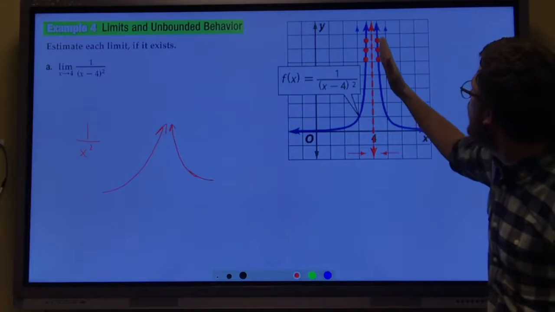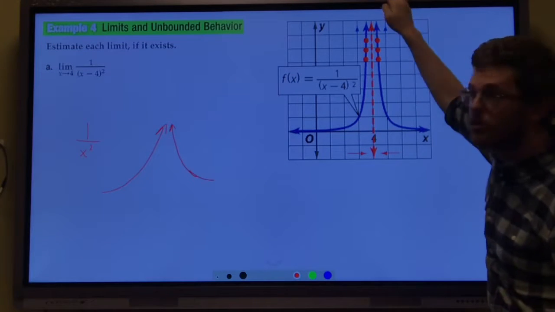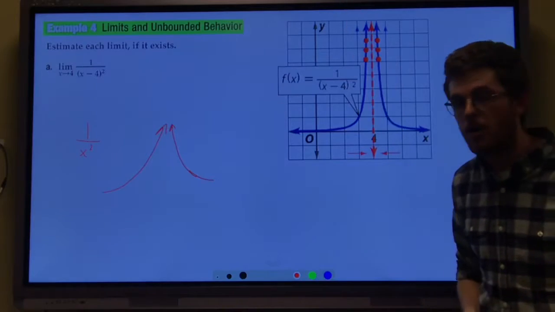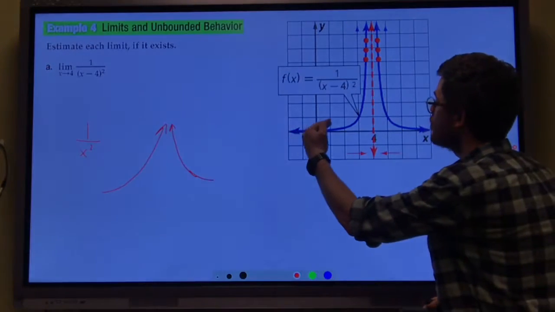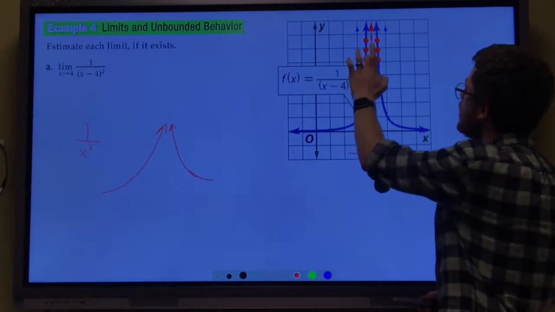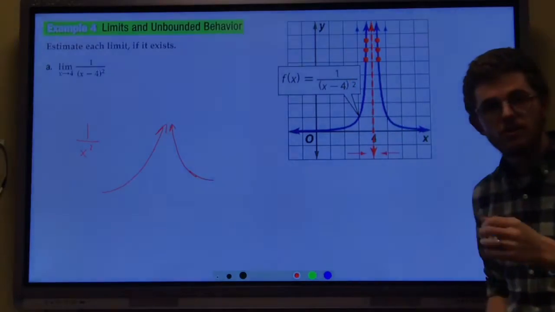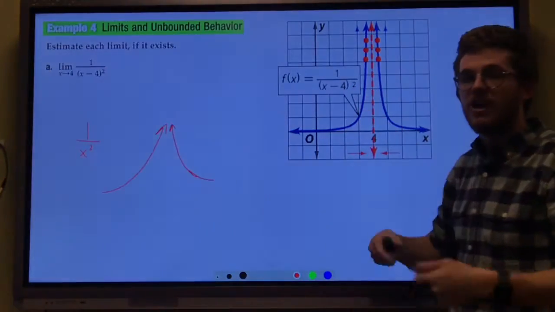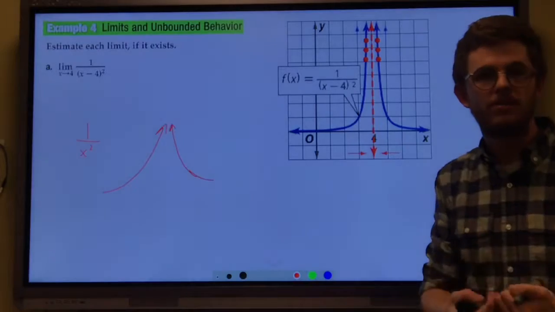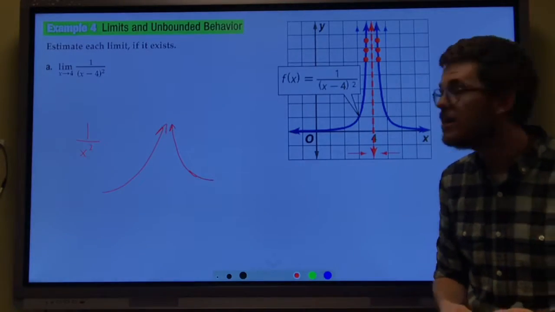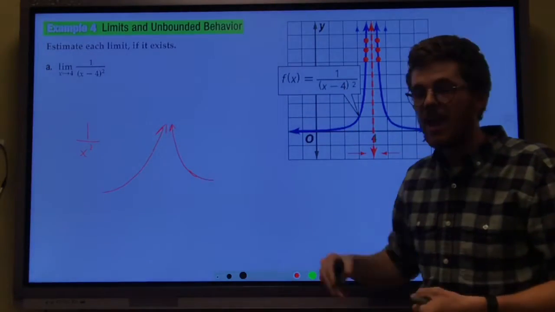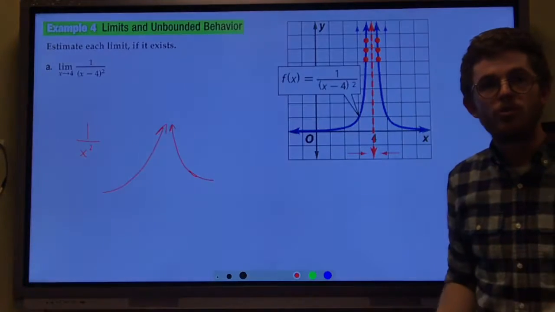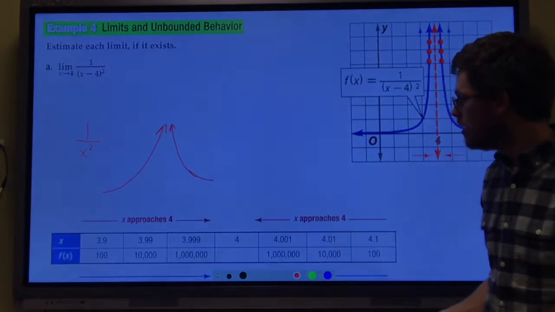the values are getting higher and higher. Look at these outputs here. We're getting greater and greater outputs. As we approach positive 4 from the left, we're getting greater and greater outputs. So although there's an asymptote here, there's some crazy stuff happening in this function, even though it doesn't exist and it's not a removable discontinuity.